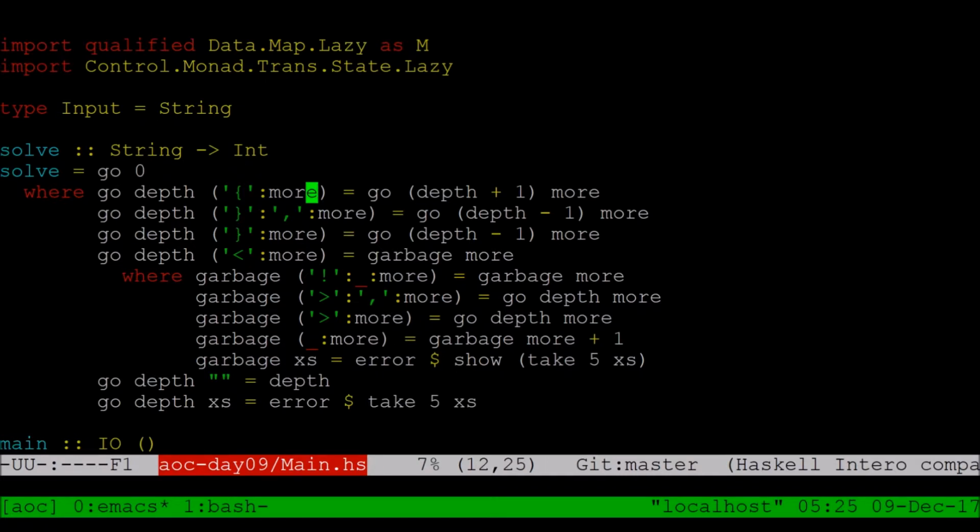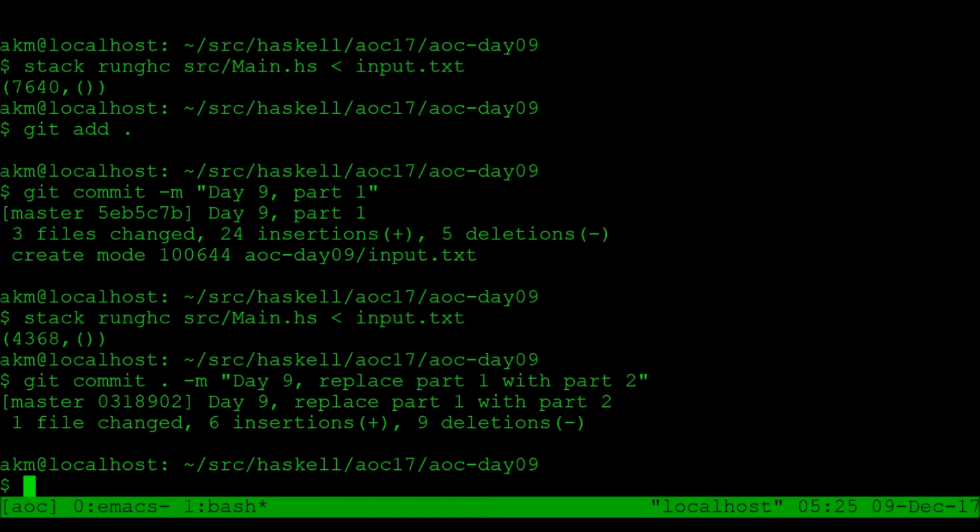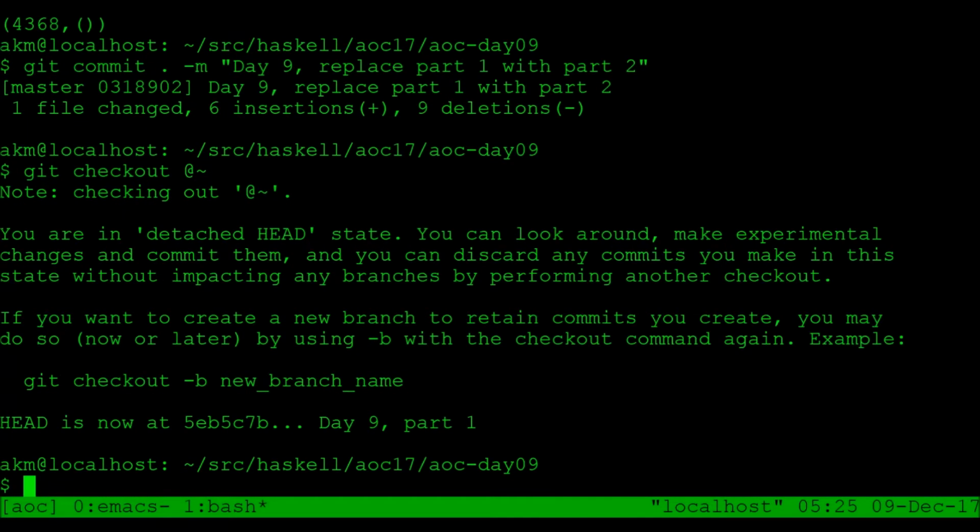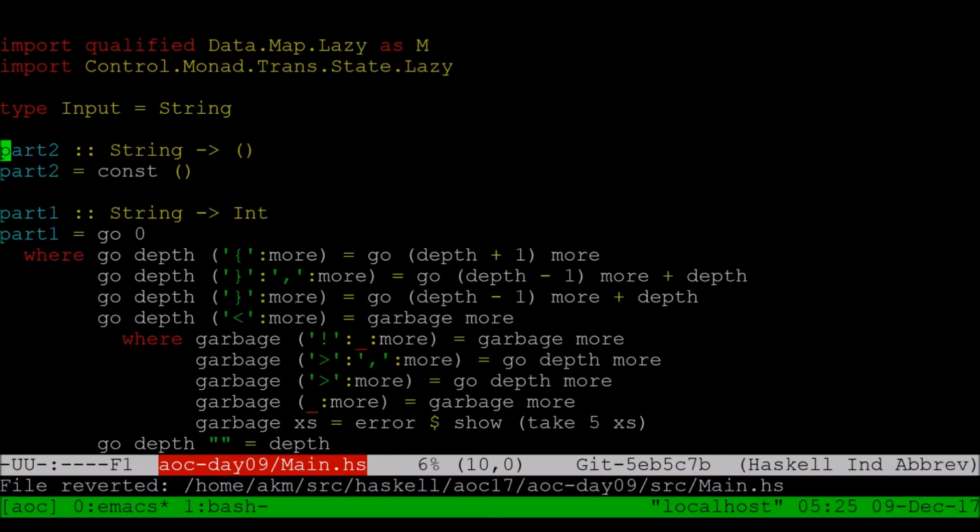So the idea was, we don't actually need to count groups at all. We just need to track our running tally and how deep we are. Every time we close a group, we add to our score how deep we are, right? Actually, let's check out version 1, since that was a little more interesting. Okay.